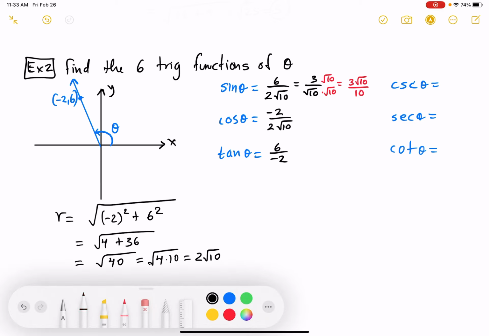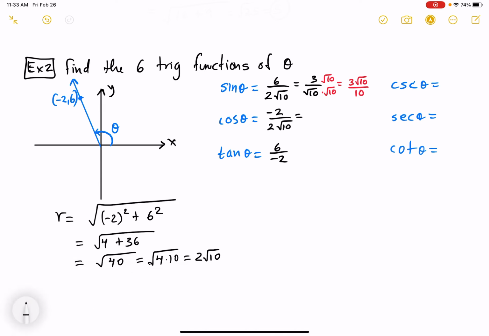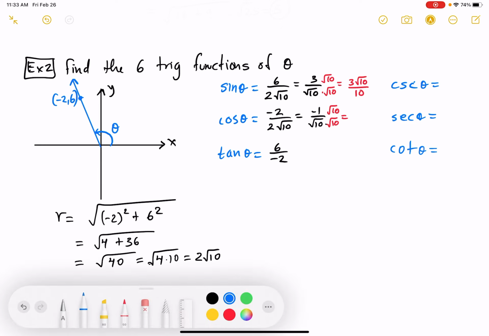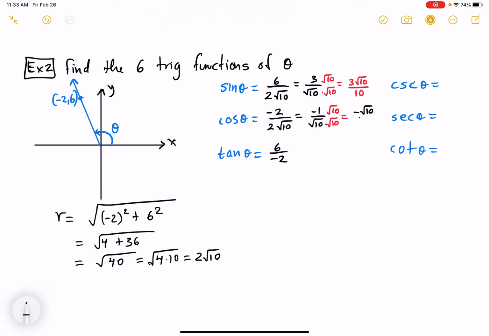We do the same thing with cosine. Negative 2 divided by 2 is negative 1. And then we need to rationalize this. We're going to get that the answer is negative square root of 10 over 10. For tangent, 6 divided by negative 2 is just negative 3.